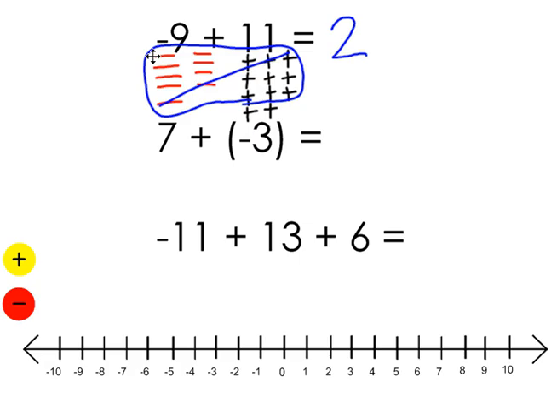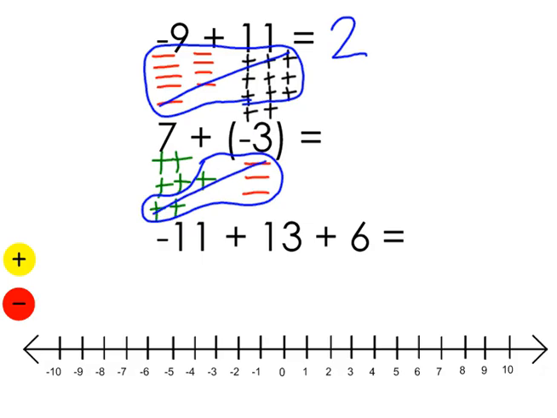Okay, next one, we're going to start with 7 positives. Add in 3 negatives. And when we cancel out the 0 pairs, 3 positives and 3 negatives will cancel, and we're left with positive 4.